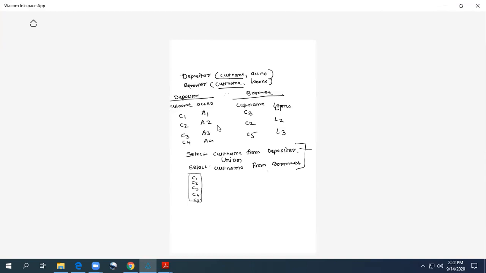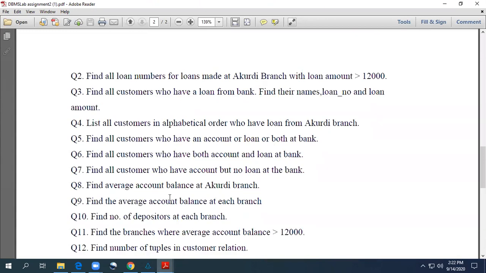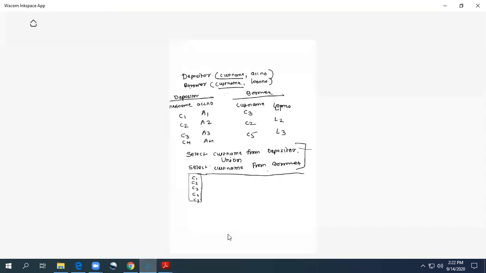Now similarly, the solution of the second query. My second query is, if you see, the sixth query in my problem statement: find all customers who have both an account and a loan account at the bank, right? I want to display all the customers who are having a saving account as well as a loan account in the bank. So which operator will solve my query? That is the intersect operator.